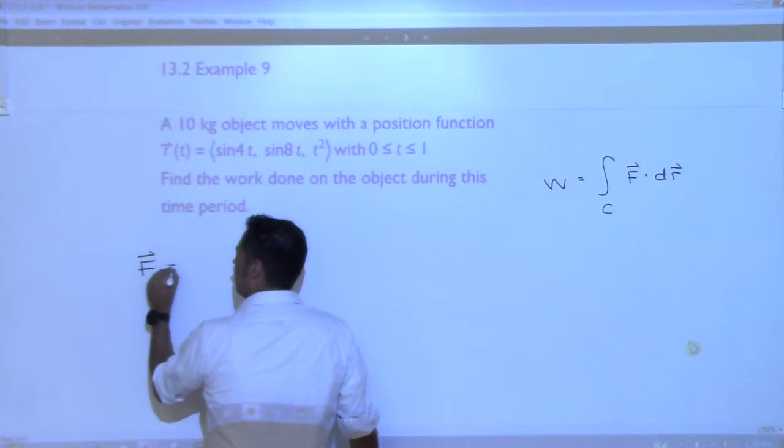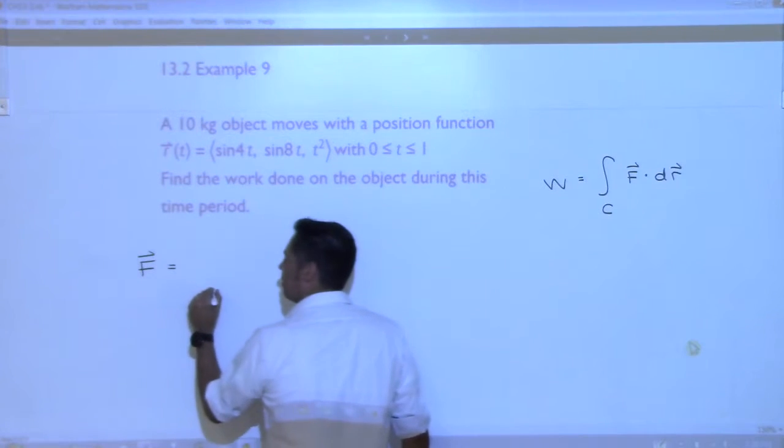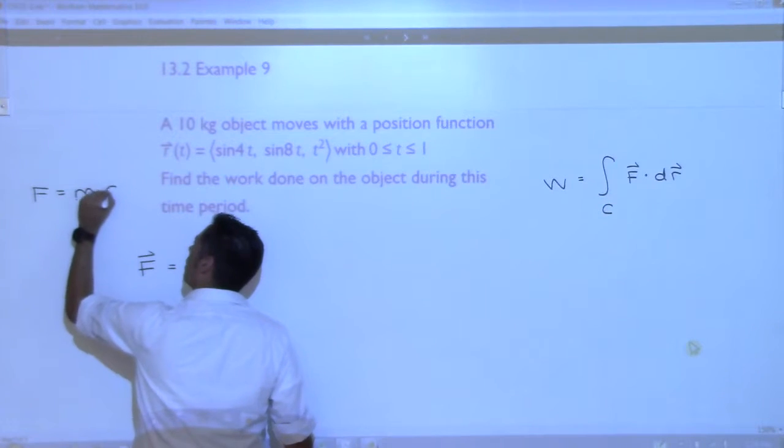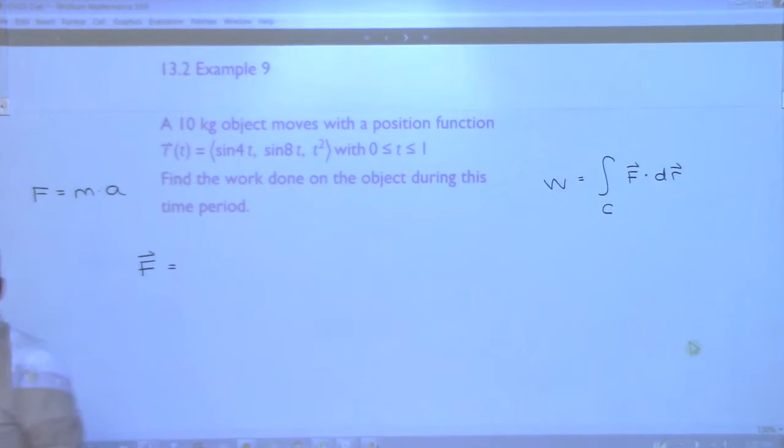Well, you've seen this, haven't you? Isaac Newton? Force equals mass times acceleration, right? Force equals mass times acceleration. We have a mass, right? 10 kilograms is not a weight, it's a mass. So we're given a mass.